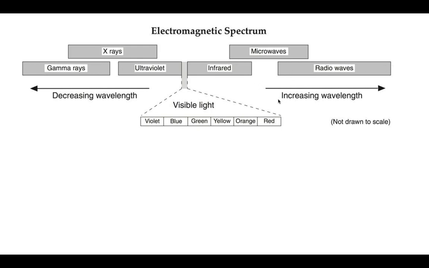Now these, it says increasing wavelengths. So these are longer wave radiation. This is the longest wave radiation here. And this is decreasing wavelength. These are short wavelengths of energy. So these are very short wavelengths of energy over here.